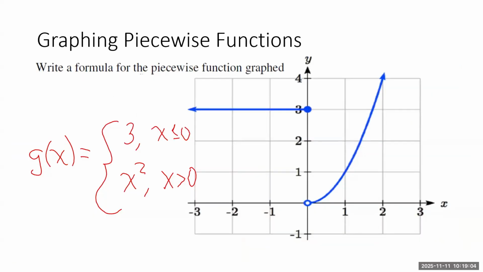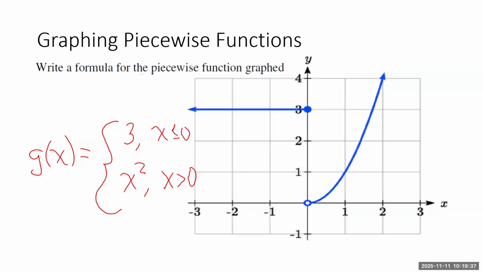Now suppose we went the other direction. Instead of graphing a piecewise function, I'm going to give you the graph of a piecewise function, and you need to write a formula for the piecewise function graph. So we have a horizontal line starting at negative infinity and stopping on the y-axis at 3. So we have a horizontal line, y equals 3. And it goes all the way to the left, and it stops on the y-axis with a closed circle.